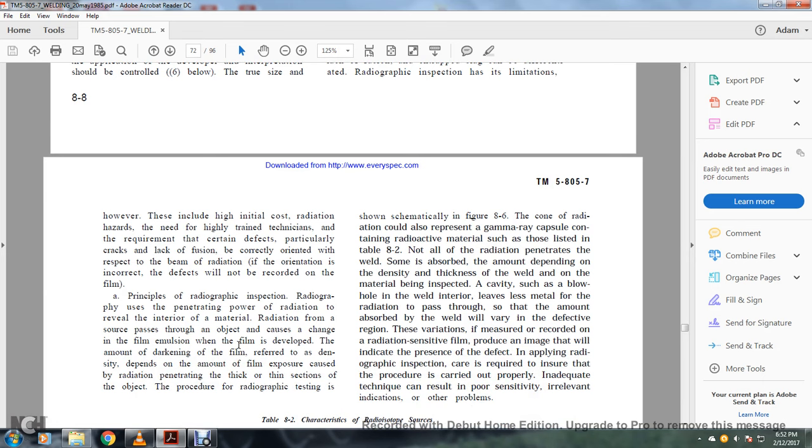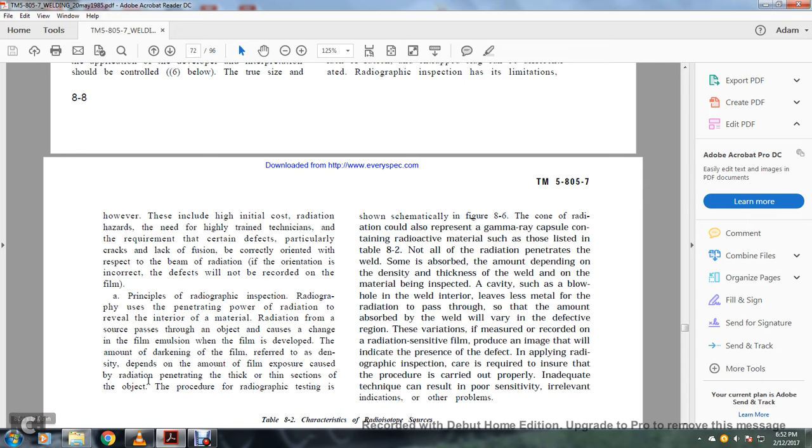The principle of radiographical inspection uses the penetrating power of radiation to reveal the internal structure of the material. Radiation from the source passes through the object and causes a change in the film emulsion. Developing the film produces an amount of darkness, referred to as density, that depends on the amount of film exposure caused by the radiation penetration.